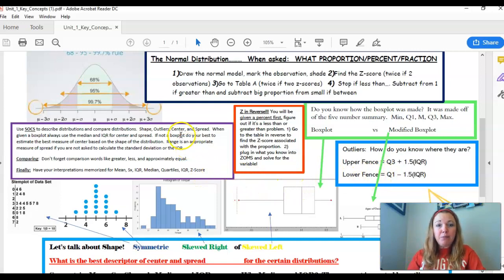Okay. Let's see, where were we? The center and then the spread. Now, one thing when you're taking a histogram and you want to figure out the center, the median, what you can take is you can take the number of observations that you have.